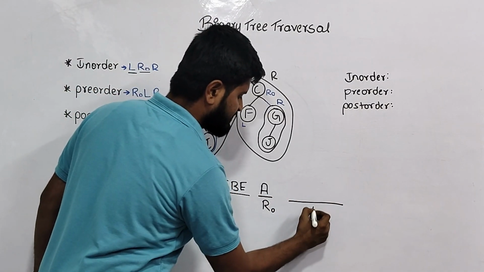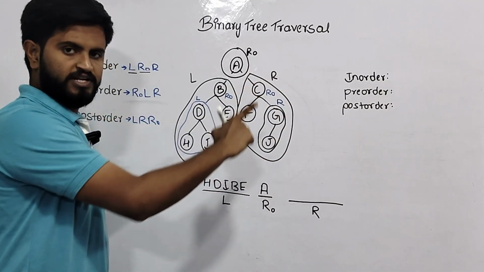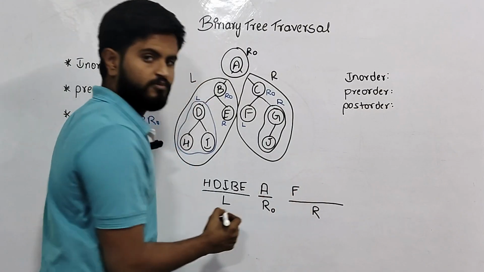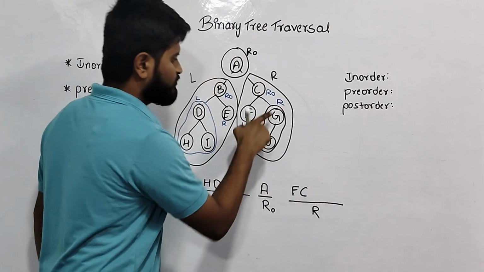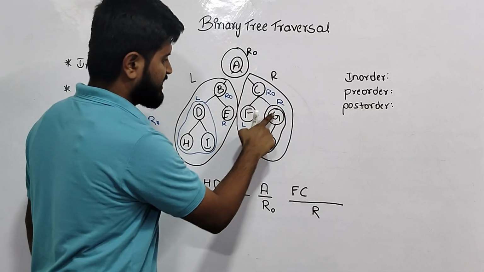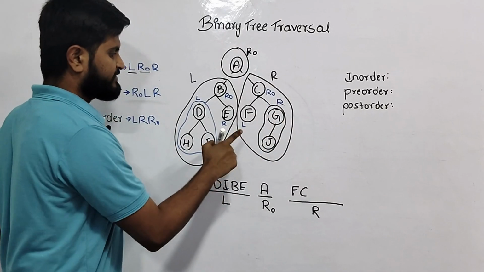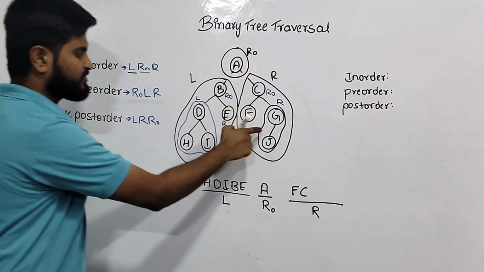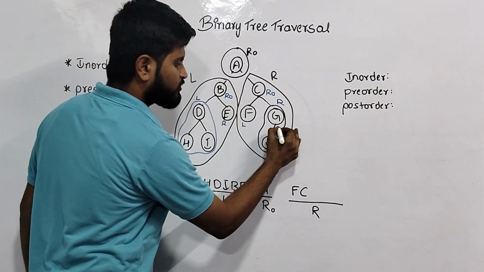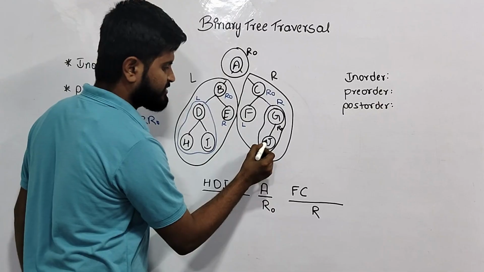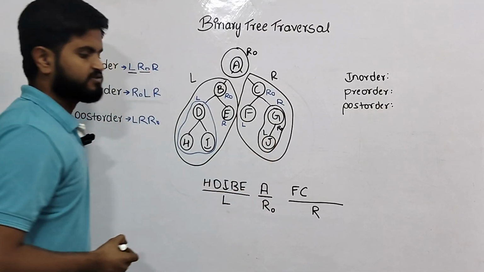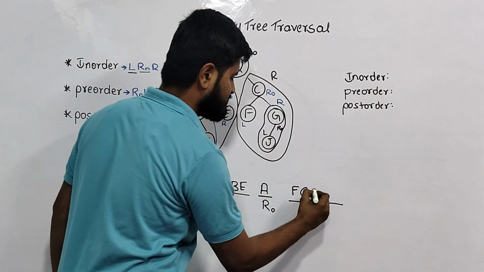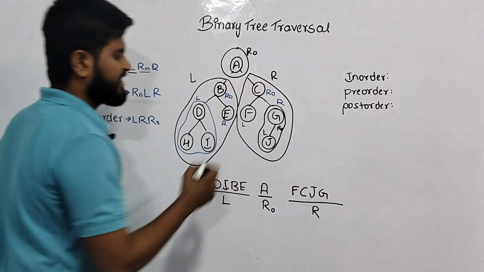Now let's move to the right one. Right means the right subtree. In the right subtree, apply left, root, right. Left is F, so F will be written. Root is C. The right side is having a separate subtree, so let's apply left, root, right for this separate subtree. G will become the root because it is a parent and it is having a left child, J. It is not having any right child. So write the left first. Left is J, next is root, that is G, right is not there.